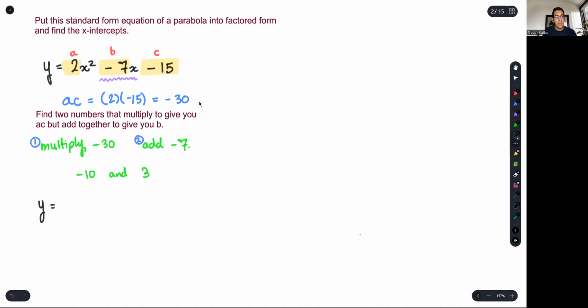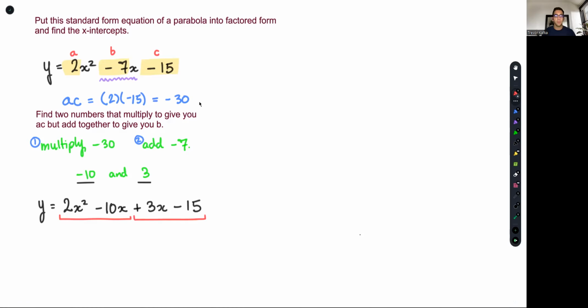So I'm going to keep the ax squared, that's the 2x squared. I'm going to take the bx and split it up into two pieces according to these two numbers that I found, the negative 10 and the 3. So we're going to do minus 10x plus 3x, and then I'm going to keep the c, that's going to be minus 15. At this point, we're going to be doing a procedure called factoring by grouping. Factoring by grouping means that we're going to group up the first two terms, and then we're going to group up the second two terms.